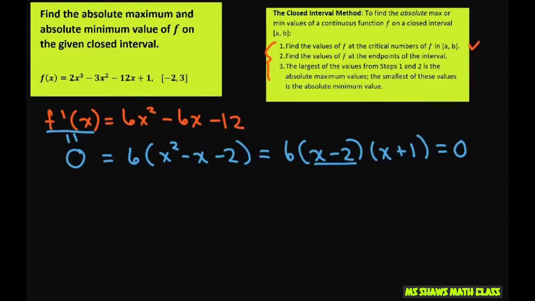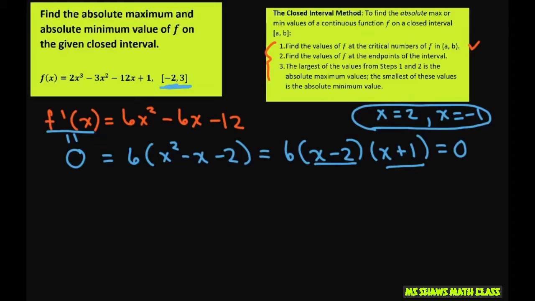So basically, this one is x equals 2, and for this one, it's x equals -1. Now let's check our closed interval. They're both included in the closed interval. So we're going to test those in just a minute.